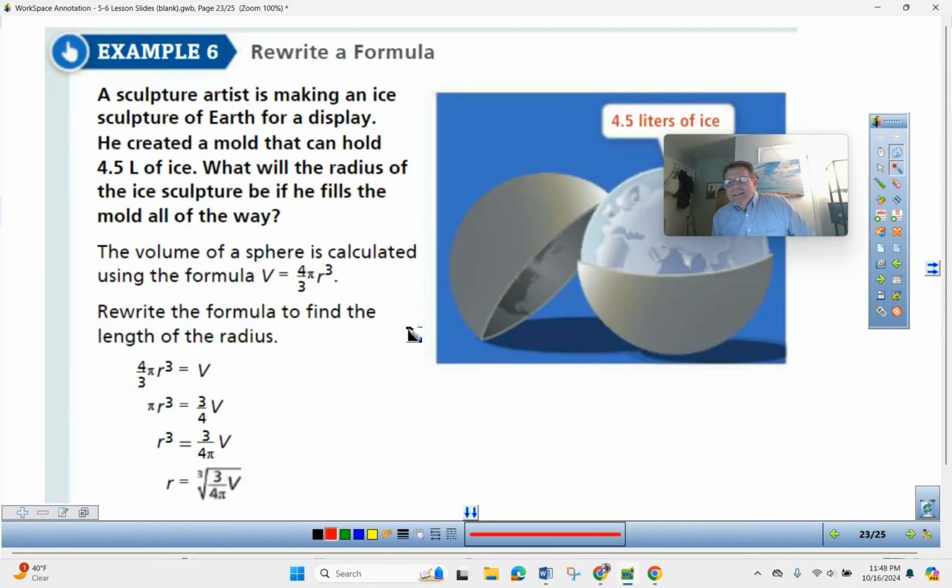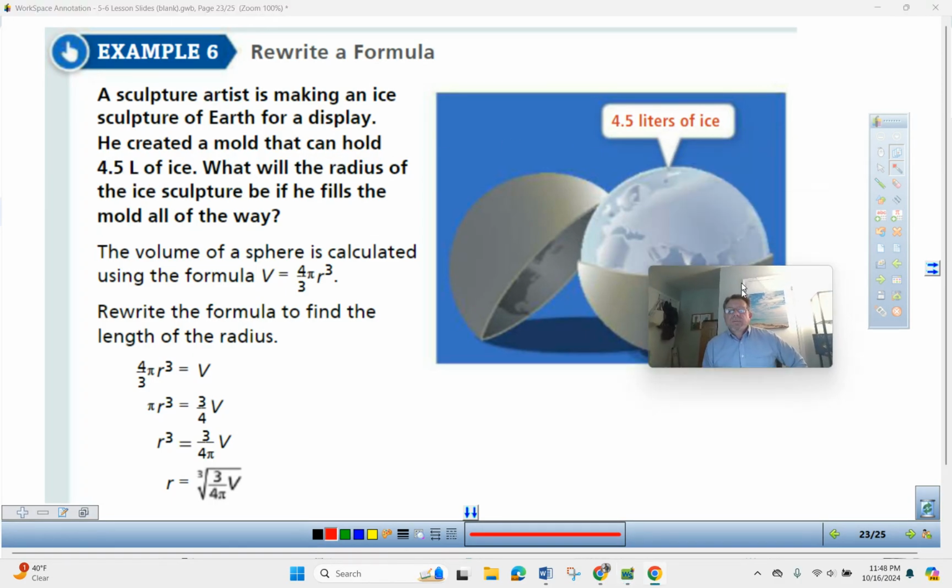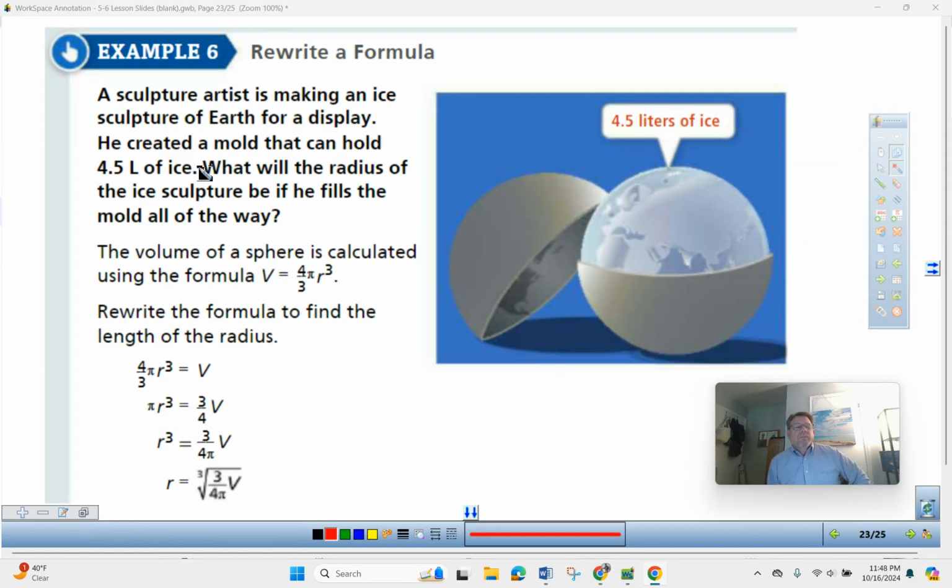Okay, last example here. And again, we're talking about rewriting a formula. So we got a sculpture artist making an ice sculpture of Earth for display. He created a mold that can hold 4.5 liters of ice. What will the radius of the ice sculpture be if he fills the mold all the way? Well, here's the volume of a sphere. And they're wanting you to solve it for r so you can just plug in for the volume.